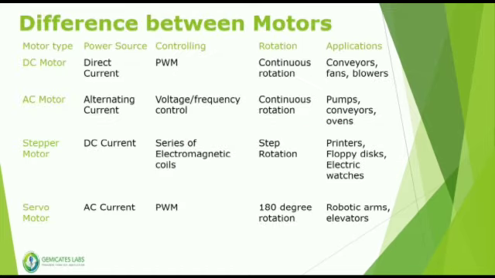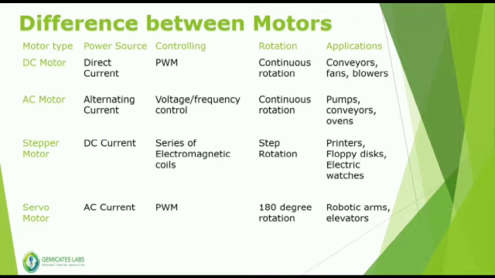Coming to the differences between the motors, the power source of the DC motor and stepper motor is direct current, and for the AC motor and servo motor it is alternating current. The DC motor and servo motor are controlled using pulse width modulation. The AC motor is controlled by voltage or frequency, and the stepper motor is controlled by a series of electromagnetic coils. Coming to the rotation of motors, DC motor and AC motor rotate continuously. Stepper motor rotates in steps, whereas servo motor rotates in 180 degrees.